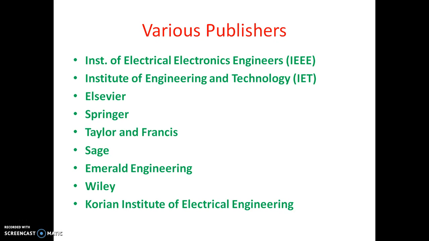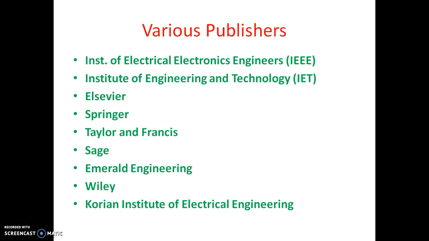publishers. I will give you an example for each and every publisher with some journals. Of course, there is a difference between publisher and journal. For example, Elsevier may have 5 journals from an electrical background, and these 5 journals may be SCI, may not be SCI, or may be Scopus or may not be Scopus. So all these things will be there.